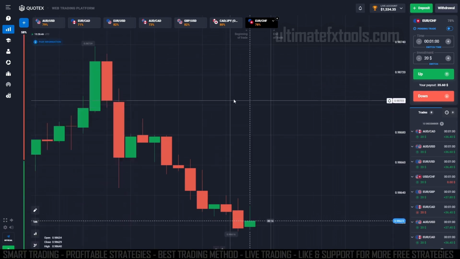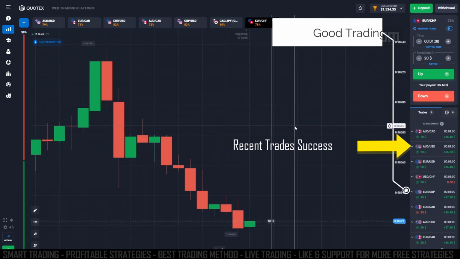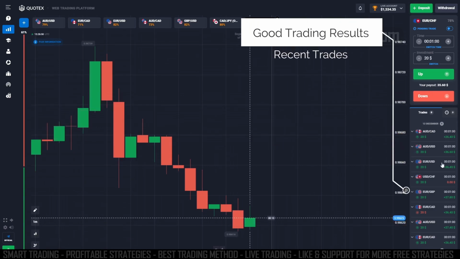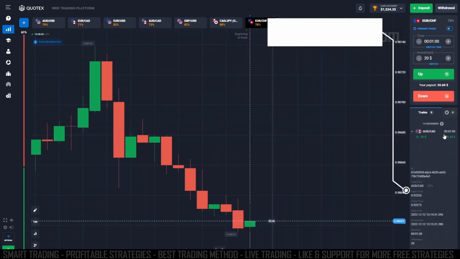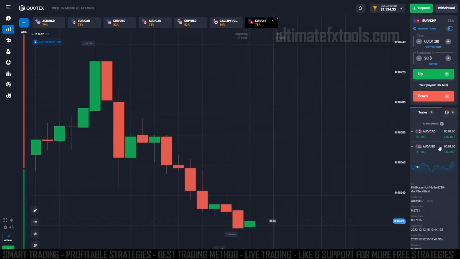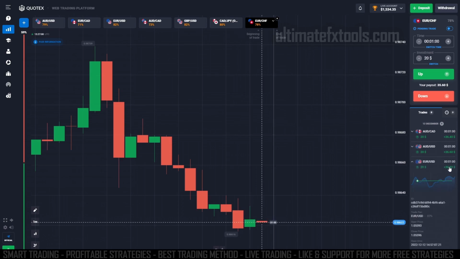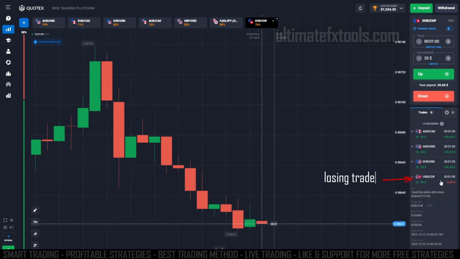In fact, we have experienced significant success in our previous trades, including profitable outcomes with currency pairs such as AUD-CAD, which resulted in a winning trade, and AUD-USD, which also performed exceptionally well. Additionally, we saw favorable results with the Euro-USD pair, securing another win. However, it is worth noting that not every trade has resulted in profit. For instance, our trade with USD-CHF ended up being a losing trade.